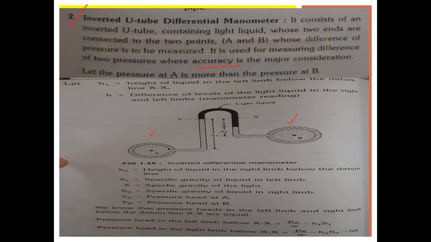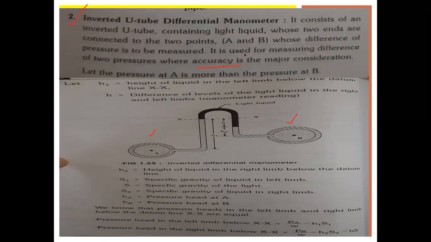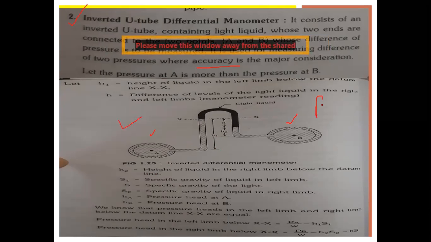Now from this figure we will derive the problem. XX is the datum line where you have the light liquid. The total height of water is h1, the difference is h, and the height of the water is h2. From this figure, h2 is the height of a liquid in the right limb. This is the left limb, this is the right limb.